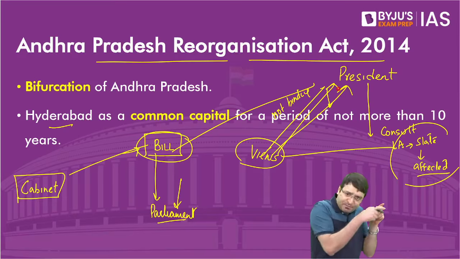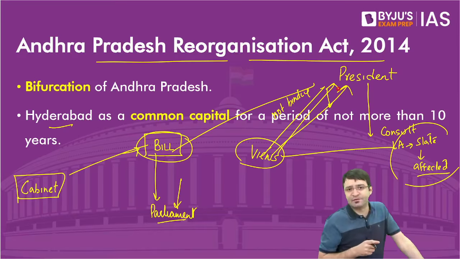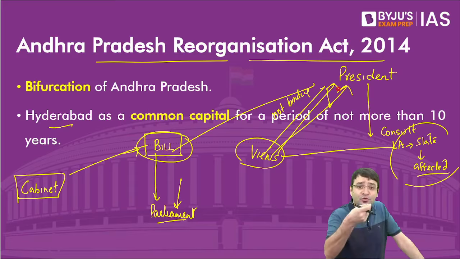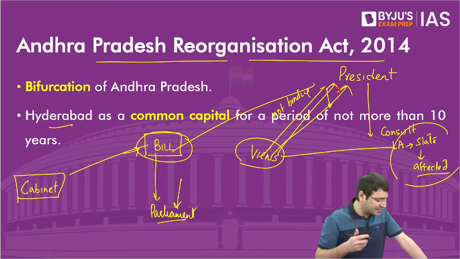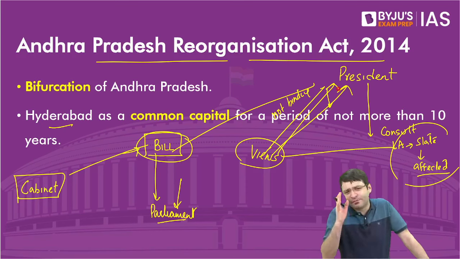But the President, before giving his approval, sends the matter to the Legislative Assembly of a state which is going to be affected by this bill, asking the views of that state. But these views are not binding on the President. This is just consultation. I'm only consulting you. Maybe you will come up with a good solution.